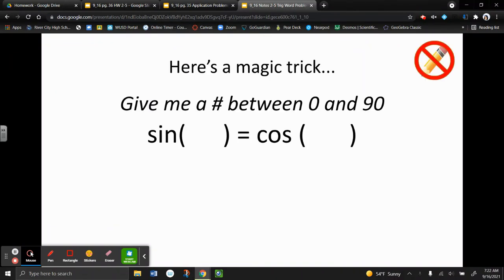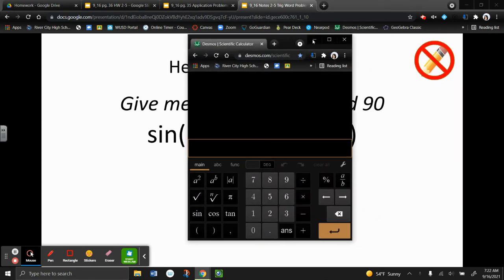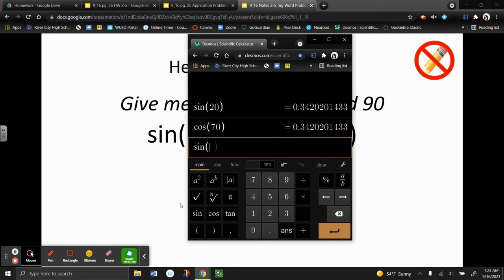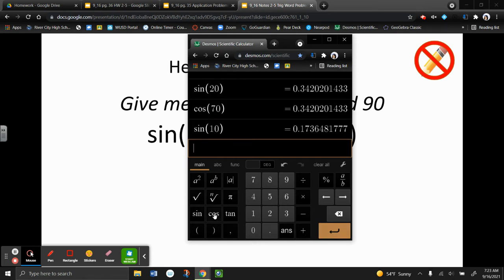So to start the lesson, let's see if we can find a pattern. If we take the sine of 20, I'm telling you that I can find the cosine equivalent. The cosine equivalent is going to be cosine of 70. See how these are equal? And I could do that again. Sine of 10 is equal to cosine of 80.